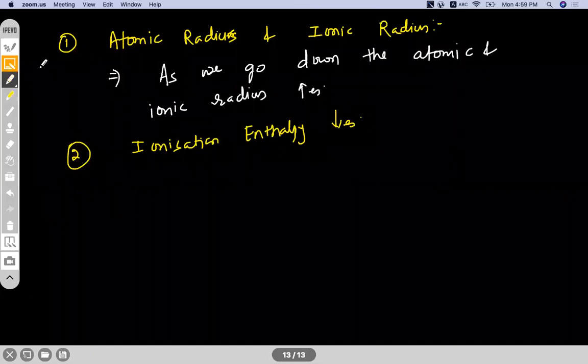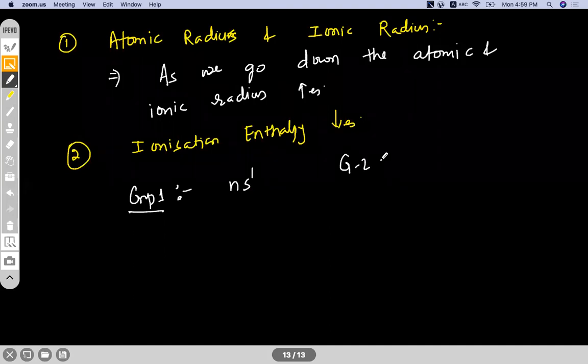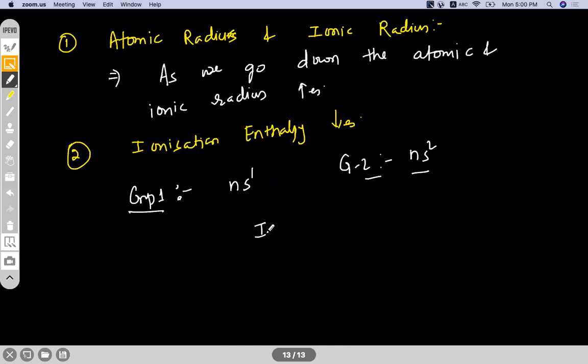If you compare this with the first group of elements, for group one the electronic configuration is ns1, and for group two the electronic configuration is ns2. So if you compare the first ionization energy, because of its stable configuration, the IE1, first ionization energy of the elements of group two is greater than that of group one. Understood this? This order you understood?